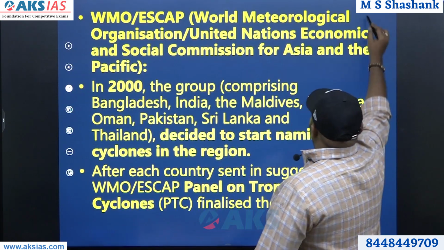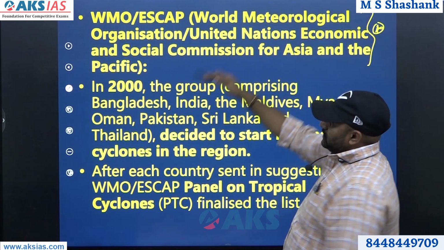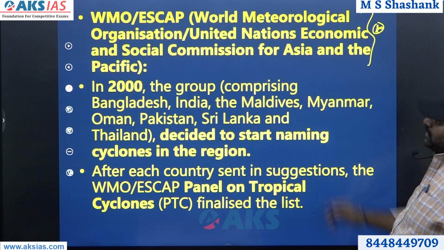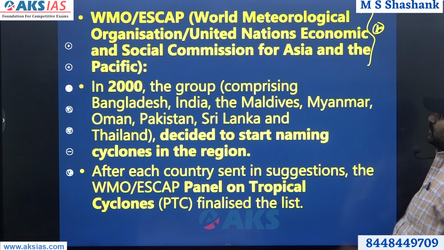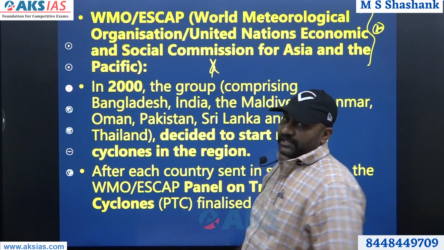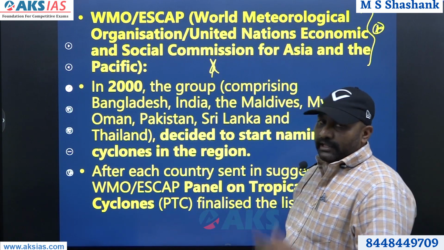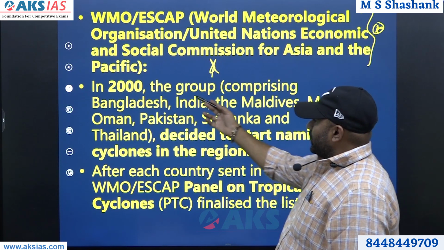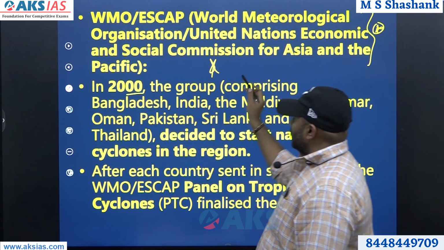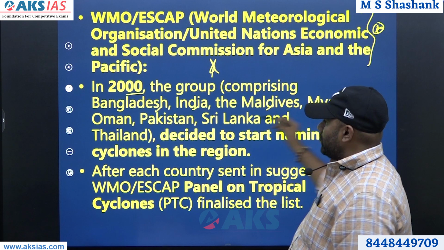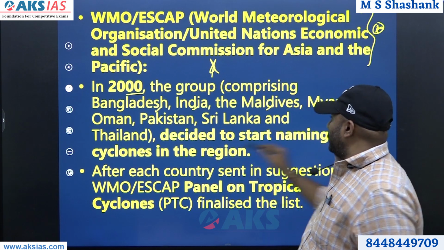This is the organization. Please put a star mark for this and learn this. WMO and ESCAP, World Meteorological Organization, and United Nations Economic and Social Commission for Asia and the Pacific. So this group together, they help in naming the different cyclones. So for example, look at this. Which are the countries which are in this group? Bangladesh, India, Maldives, Myanmar, Oman, Pakistan, Sri Lanka and Thailand.